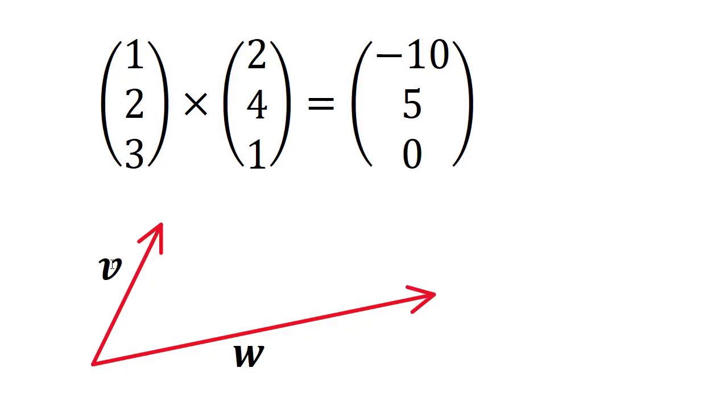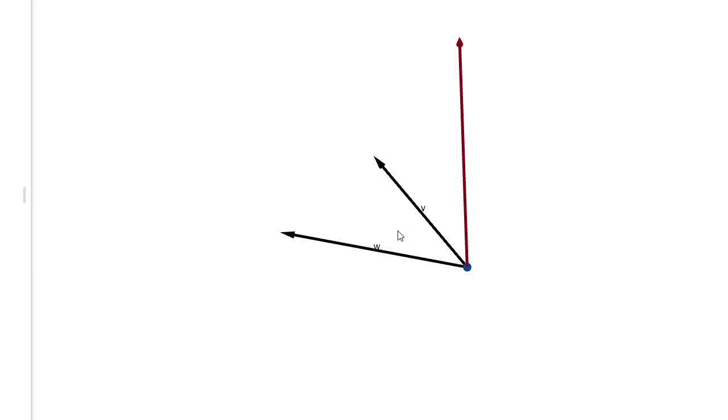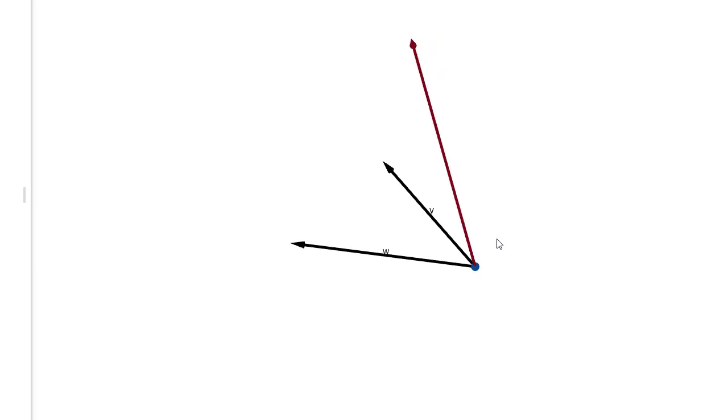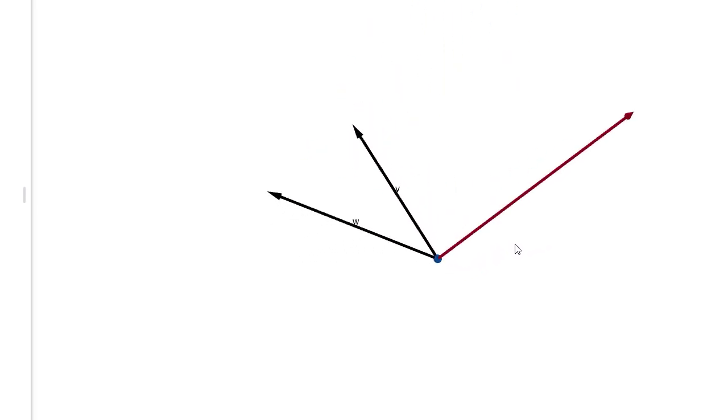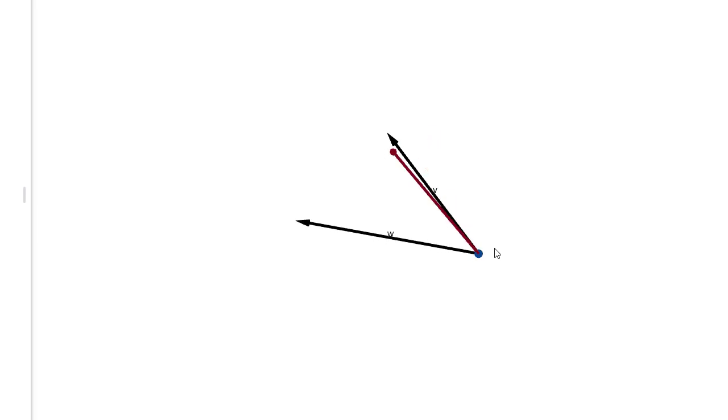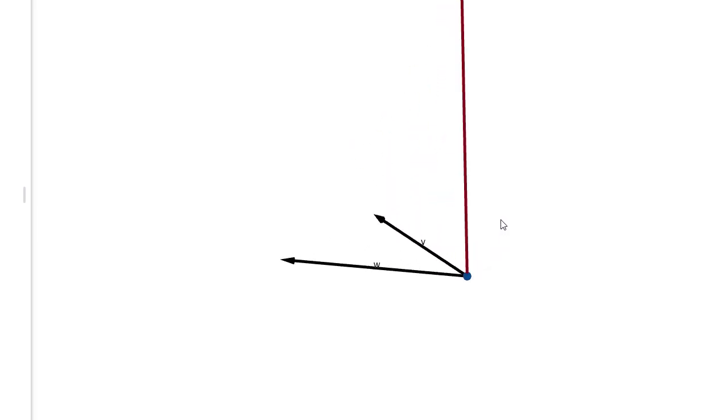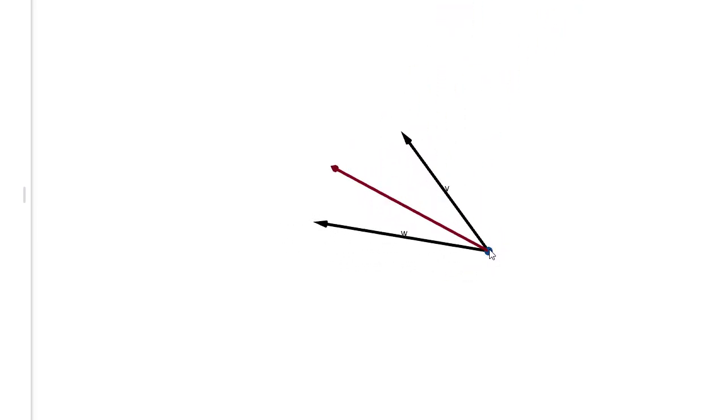So this is V and this is W. What would this look like? Well, I'm going to switch to a bit of software to draw it. So here's my V and W. They're two vectors, and this is the cross product. And if I just move this, this is the three-dimensional diagram. Can you see that the cross product is perpendicular to both W and V?